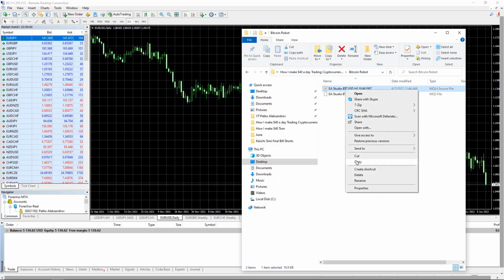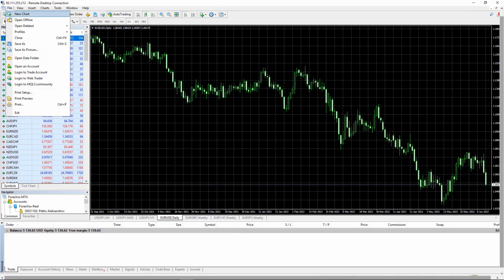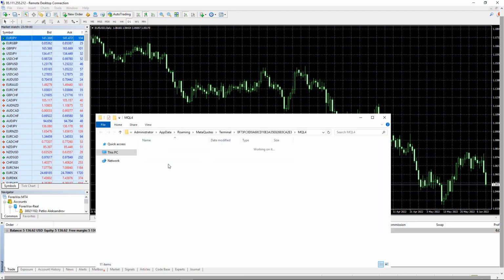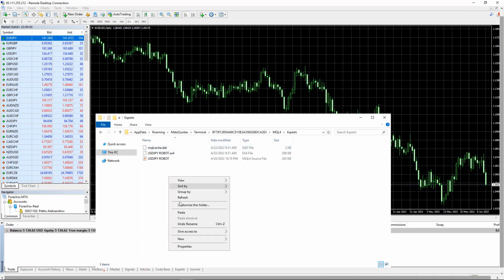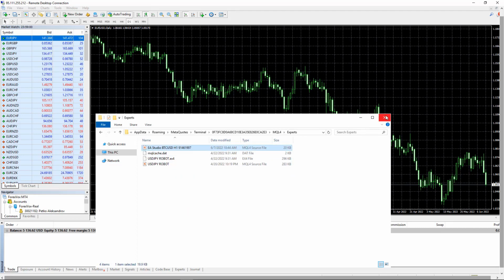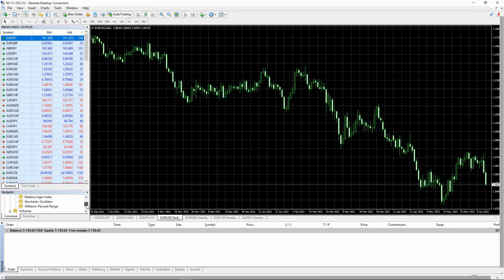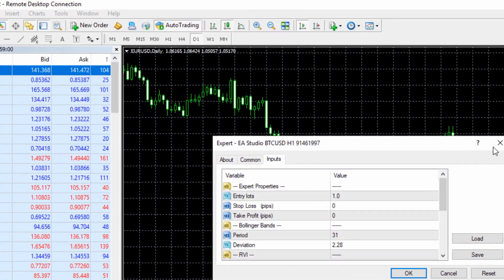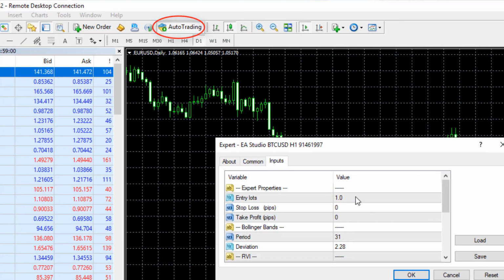So how that works: you need to copy the robot and paste it on your MetaTrader platform. Go to File, Open Data Folder, click on MQL4, Expert Advisors, and paste the robot. Close the folder, go to your Navigator tab, hit the refresh button on Expert Advisors, and you will compile the robot. After that, all you need to do is drag it over the chart, enter the amount you want to trade and hit OK. Make sure your auto trading is enabled as well.